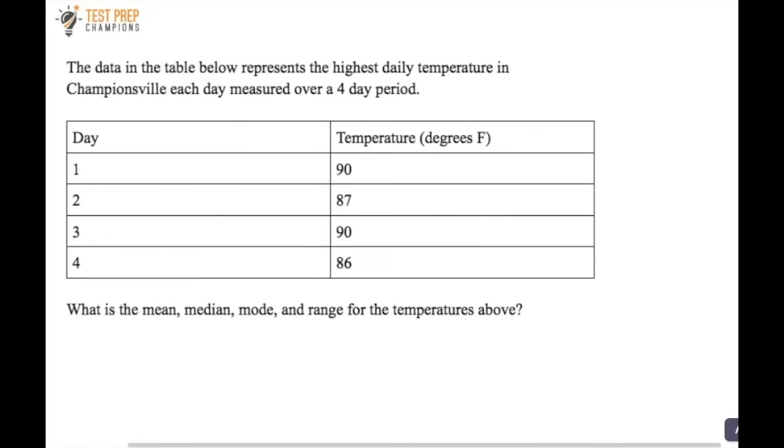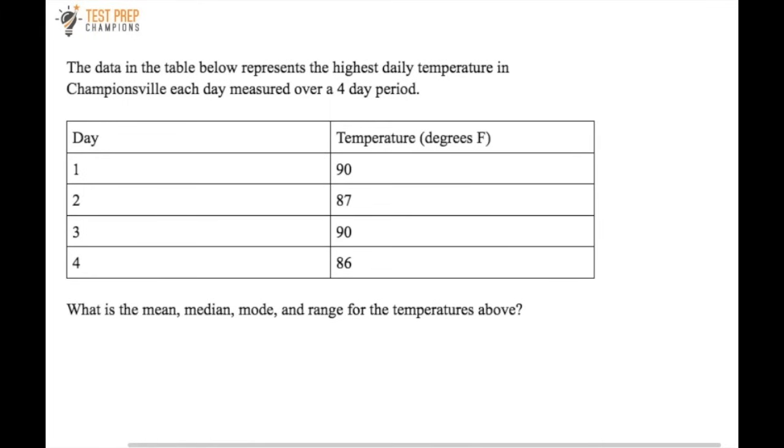Okay, the next question. The data in the table below represents the highest daily temperature in make-believe Championsville each day measured over a 4-day period. Day 1 is 90, day 2 87, day 3 90, day 4 86 degrees Fahrenheit. But the question this time doesn't have to do with temperature conversions. It has to do with what is the mean, median, mode, and range for the temperatures above.